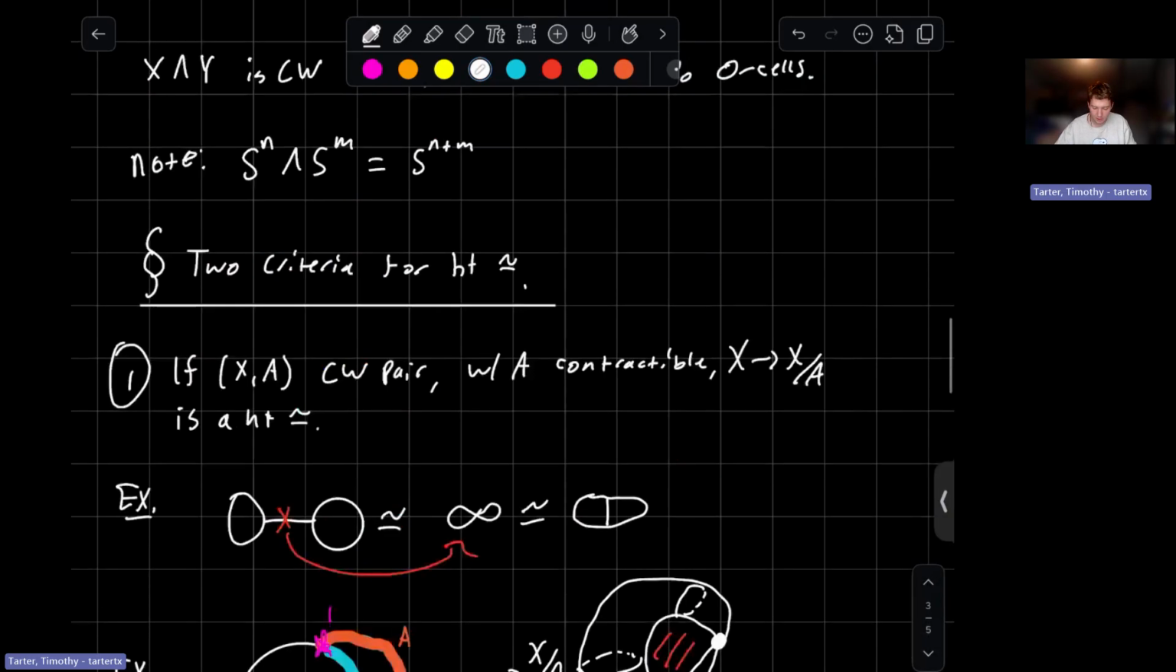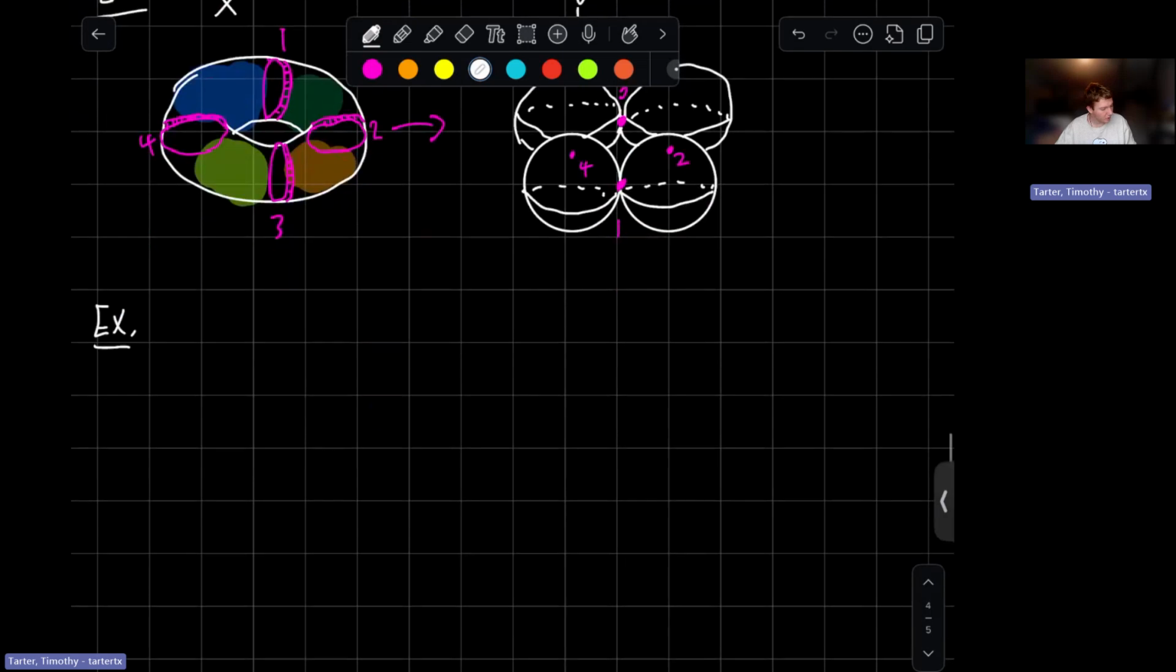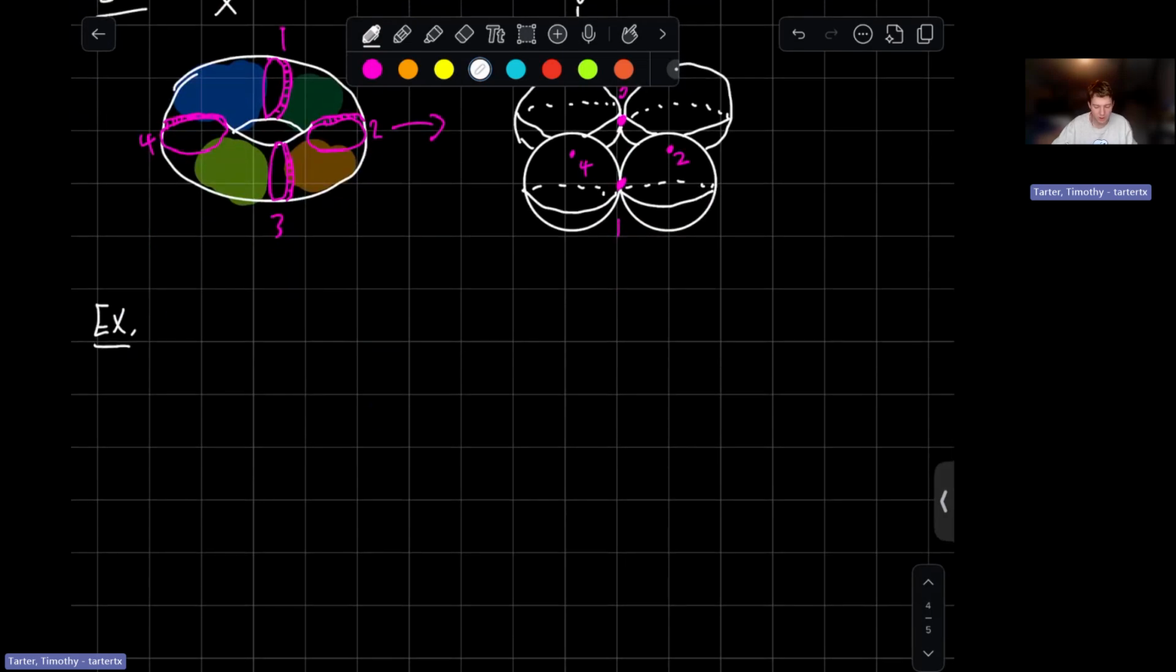As a, I believe, fourth and final example of all of this, there is reduced suspension. So if X is a CW complex and X naught is a zero cell, then inside of the suspension we have a line segment defined at X naught that we can collapse to a point.